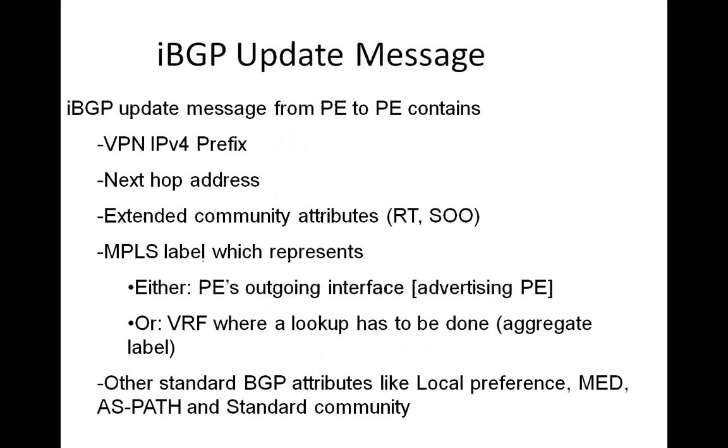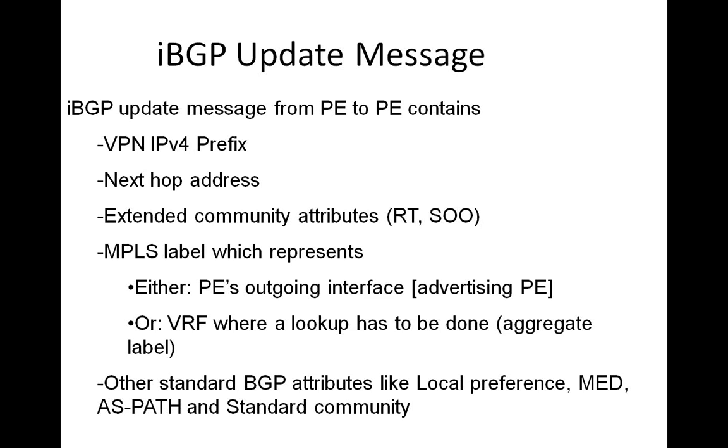So a typical IBGP update would look something like this, wherein you have the VPN IPv4 prefix, which is the main route that is being exchanged. As I said, this would be a combination of your route distinguisher plus the IP address, making it a very unique thing. And then you would have the next hop address. This is typical of any routing protocol where you capture the next hop address to where you can send the route to. Then it is going to contain the extended community attributes.